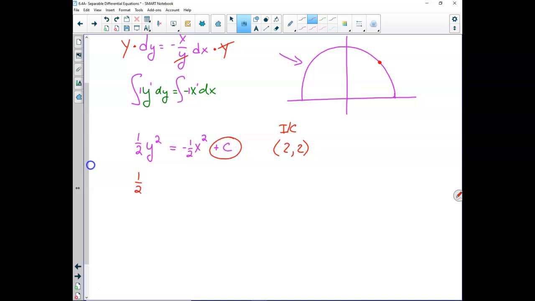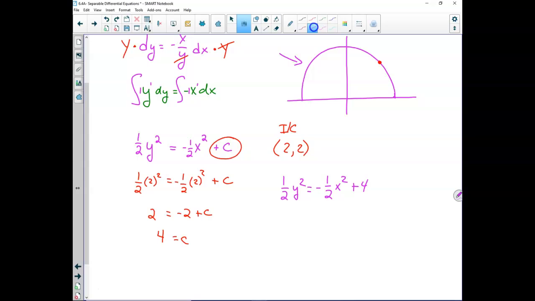So I got 1/2 times 2 squared equals negative 1/2 times 2 squared plus c. Well, 2 squared is 4 times a half is 2, equals 4 times negative, that's negative 2, plus c. So c, what does c equal? This is telling me c equals 4. Okay, so now I have my equation of 1/2 y squared equals negative 1/2 x squared plus 4.